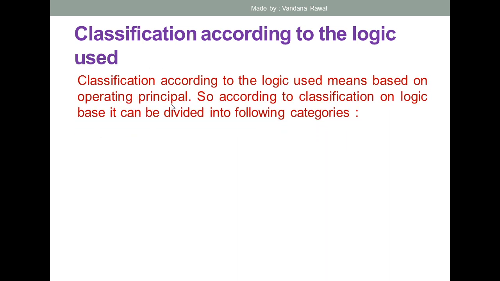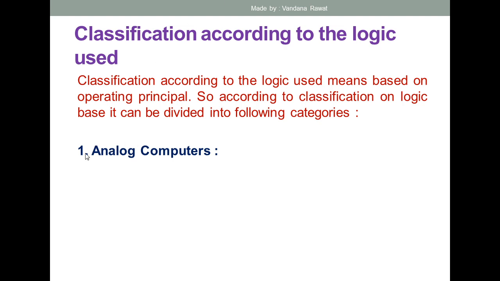Classification according to logic means based on its operating principles, like how we are operating the computer system. Accordingly we can classify computers in three categories. The first category is the analog computer, the second is the digital computer, and the third is the hybrid computer. One by one we will discuss these three categories. Let us start with the first category, that is analog computer.